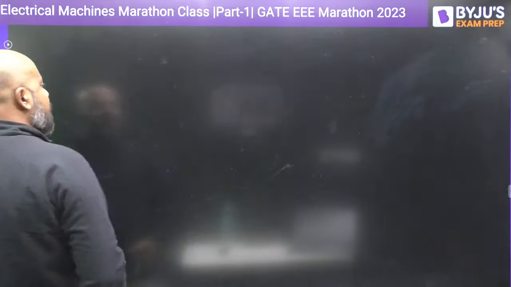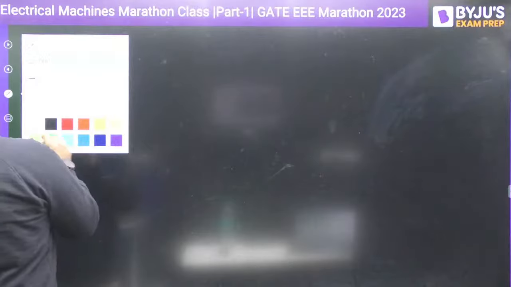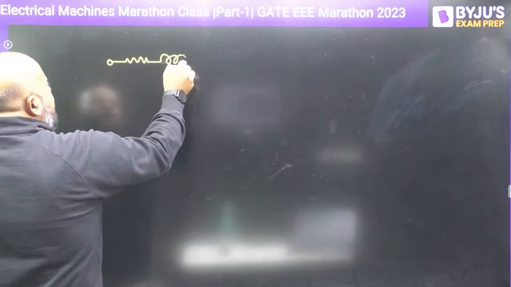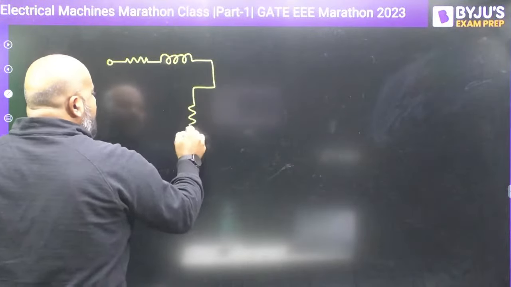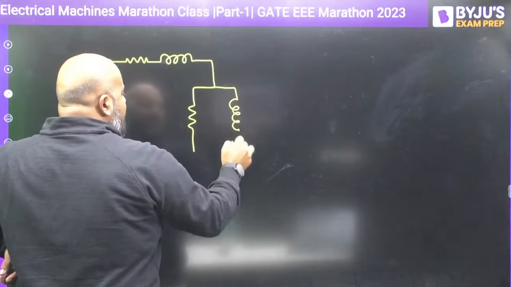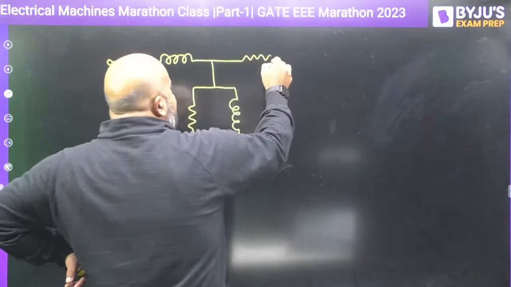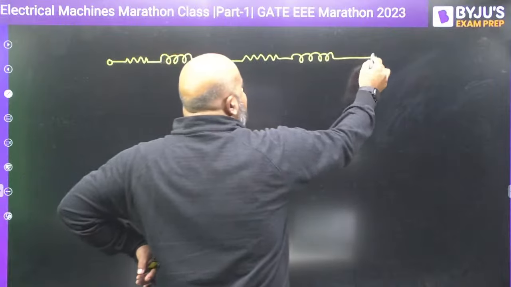How are you going to proceed? Let me first draw the circuit referred to the primary. The circuit referred to the primary is going to be like this. We have already discussed it. This is the shunt magnetizing branch, and this is the secondary referred to the primary.